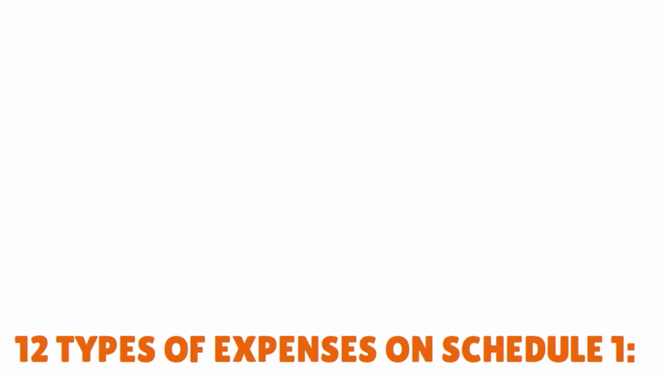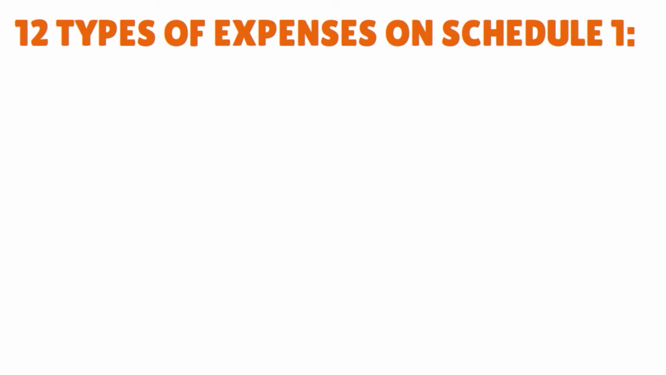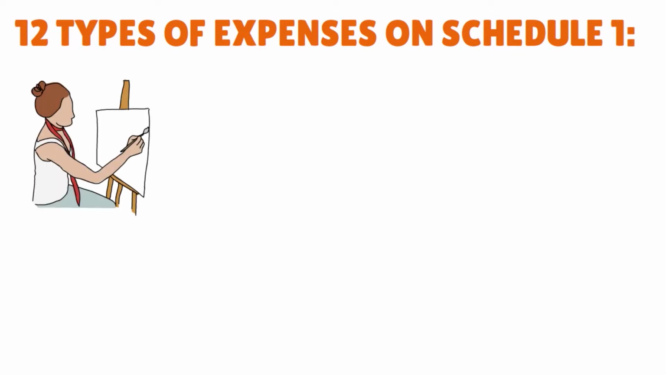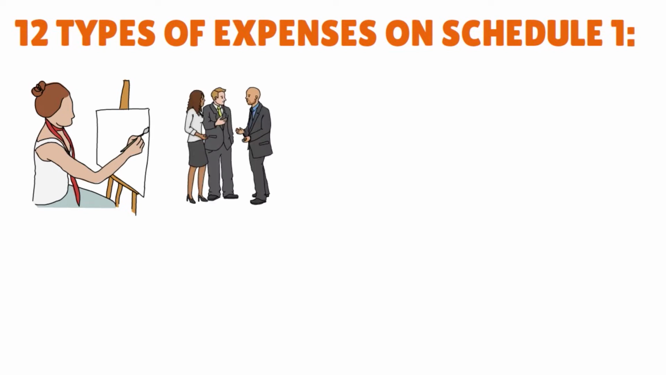So now let me talk to you about the 12 types of expenses that the IRS, the federal government, allows you to claim on Schedule K1. So you have educator expenses on classroom supplies, up to $250. Business expenses for fee-based government officials, performing artists, and reservists, members of the military reserve forces who traveled more than 100 miles to perform reserve services.